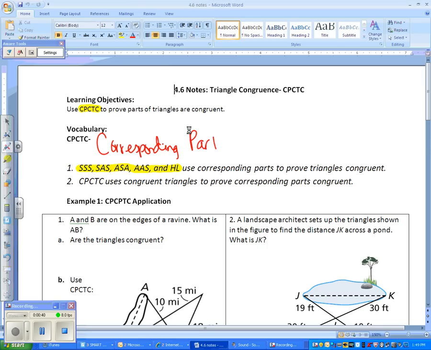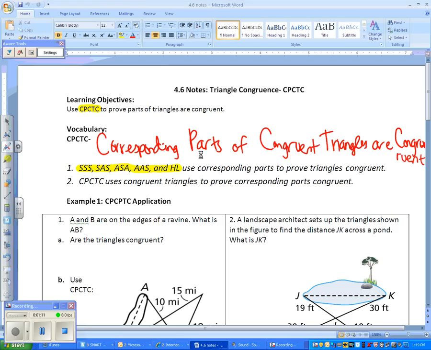parts of congruent triangles are congruent. Sorry, I ran out of room. Congruent. Okay. So CPCTC, we will say that a lot, and it's hard to say fast, but CPCTC stands for corresponding parts of congruent triangles are congruent.